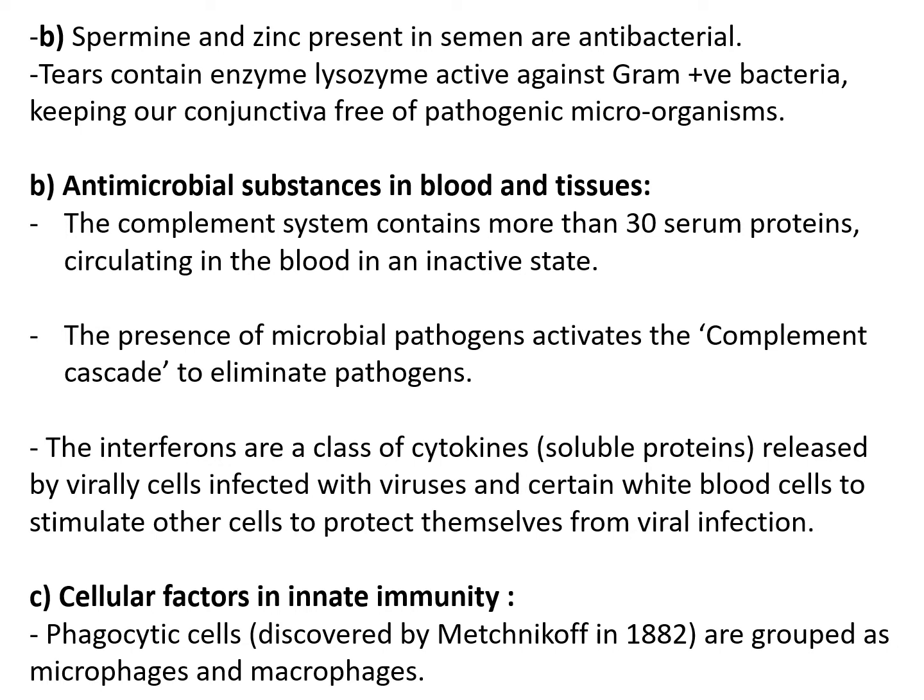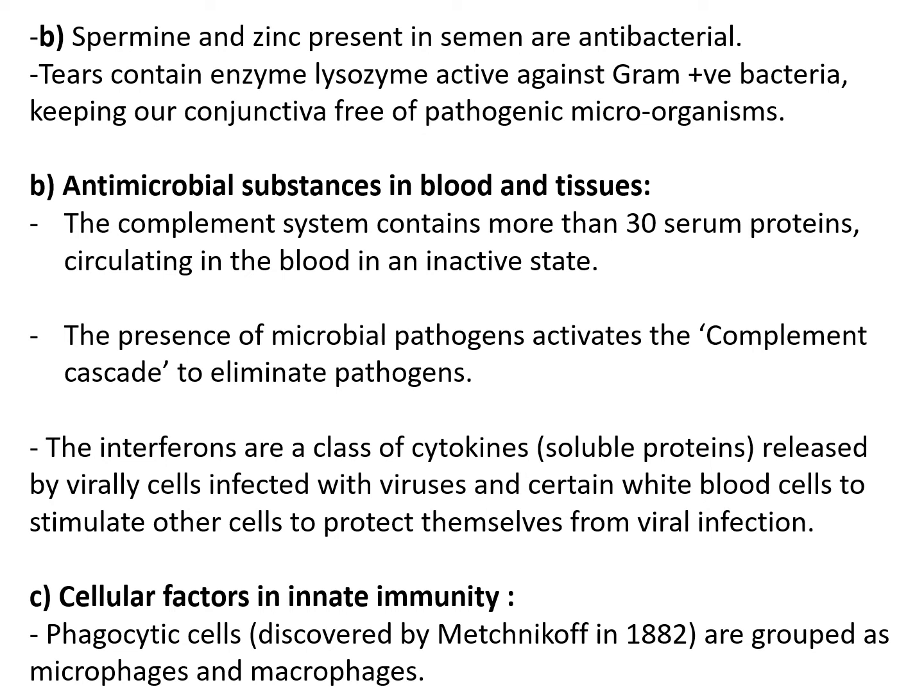Second barrier is antimicrobial substances in blood and tissues. The complement system contains more than 30 serum proteins circulating in the blood in an inactive state. The presence of microbial pathogen activates the complement cascade to eliminate pathogens. So in our blood, there are different proteins present, and these proteins are in an inactive state. So when any pathogenic microorganism enters in our body, these proteins get activated so that the elimination of pathogen will be faster.